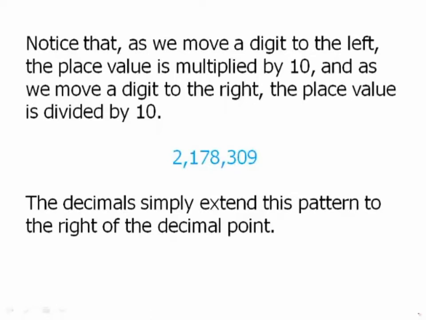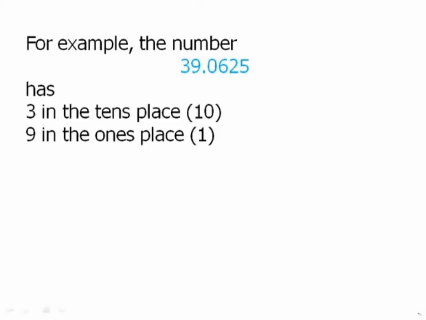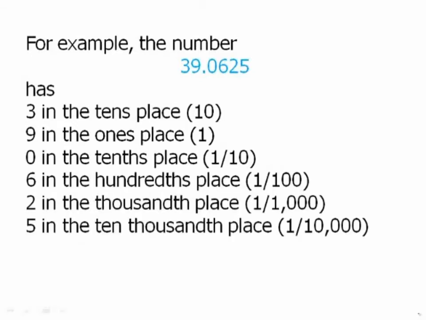Decimals simply extend this same pattern to the right of the decimal point. For example, the number 39.0625. What does that mean? Well, first of all, the 3 is in the tens place. We have a 9 in the ones place. The 0 is in the tenths place. The 6 is in the hundredths place. The 2 is in the thousandths place. And the 5 is in the ten-thousandths place.